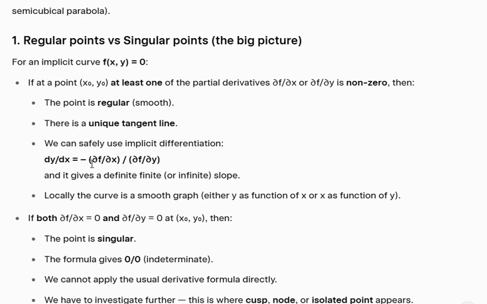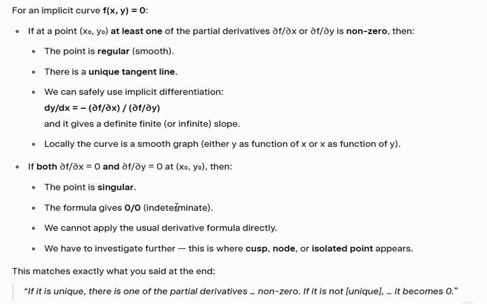You work out dy by dx, and if f of x y is equal to 0, then you can get this formula. I will tell you how this formula is arrived at, all those things. For a while, you can just understand that dy by dx is equal to minus the partial derivative of f with respect to x divided by the partial derivative of f with respect to y. If it is unique at that point, one of these must be non-zero. Both are zero means what?